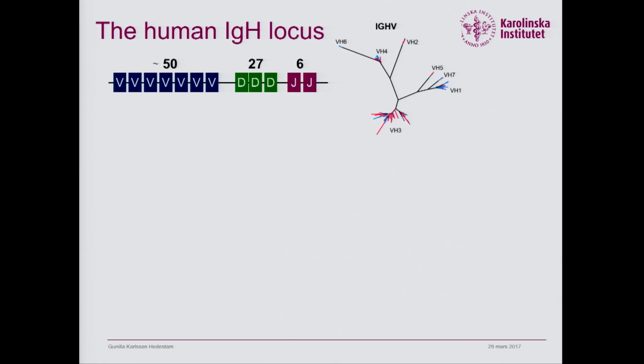So in the human heavy chain locus, we know that we have approximately 50 V gene segments and a number of D segments and J segments. I'll focus primarily on V segments for the purpose of this talk. These V segments are divided into 7 families, VH1 through 7, and that's the same in other non-human primate species.